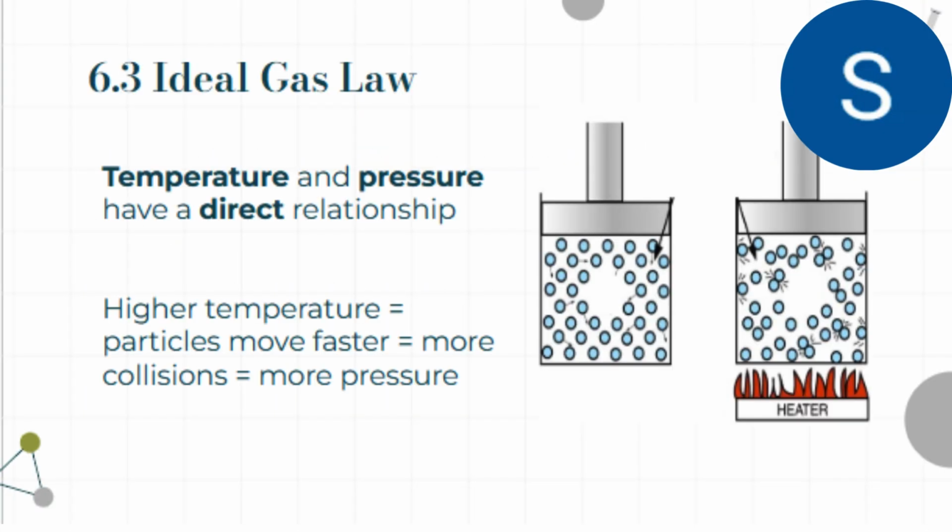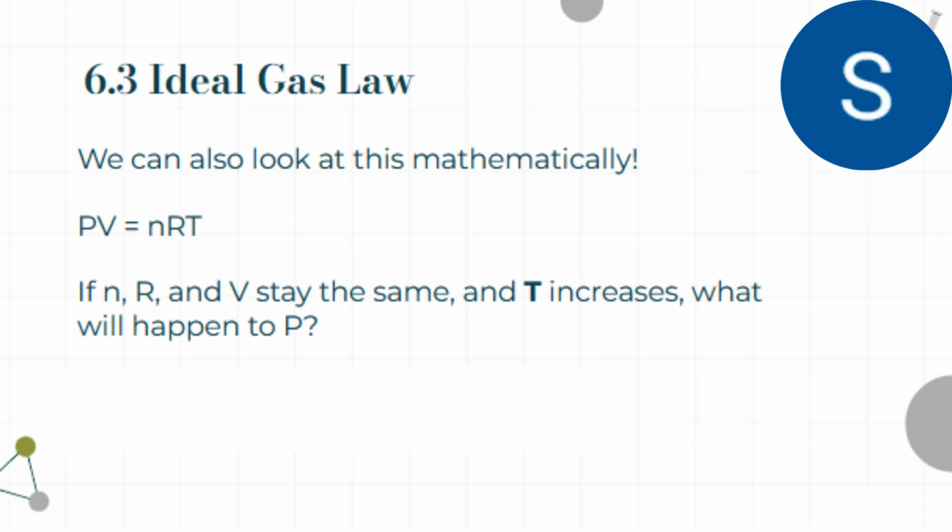Next up, temperature and pressure. Temperature and pressure have a direct relationship. This means that as temperature increases, pressure will also increase, and as temperature decreases, pressure will also decrease. If particles have higher temperatures, then they will move faster. This will increase the chance of collisions with particles with one another, which will therefore increase the pressure. Again, we can look at this mathematically. If N, R, and V stay the same and only T increases, what do you think will happen to P? P will increase.